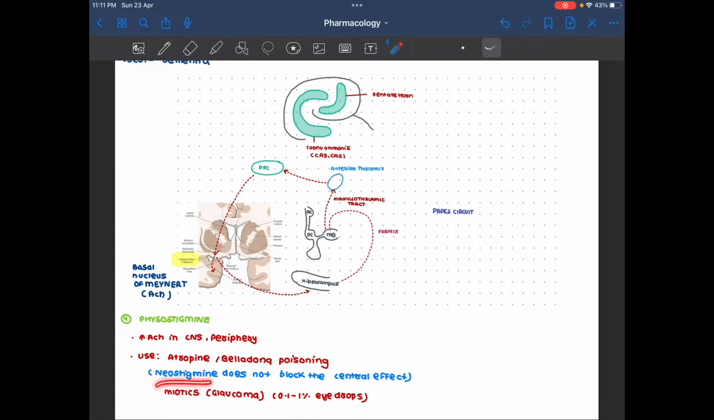अगर मैं neostigmine use करूंगा atropine या belladonna poisoning में, it is not going to cross the blood-brain barrier. I'm not going to have CNS symptoms में जो भी हमारे delirium वाले symptoms हैं वो treat नहीं होंगे. Physostigmine on the other hand, because it's a tertiary amine, it's lipid soluble, can cross the blood-brain barrier, and hence that is the reason why I'm going to use it in atropine and belladonna poisoning. I'm also going to use physostigmine, ठीक है, as a miotic in case of glaucoma. तो दो drugs हो गए, pilocarpine as well as physostigmine.